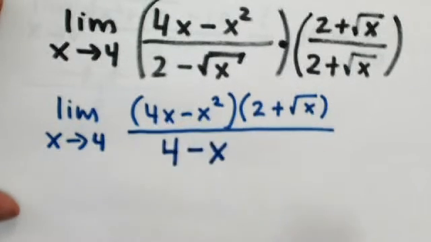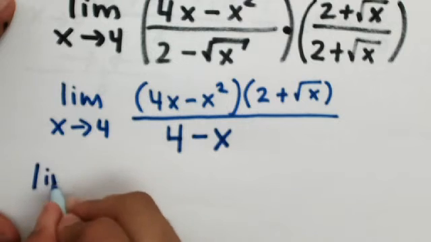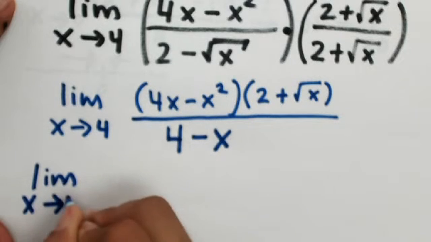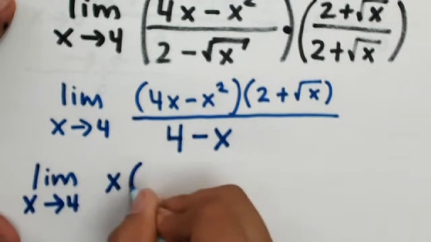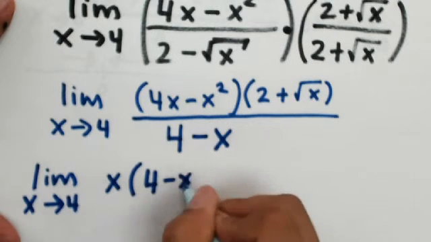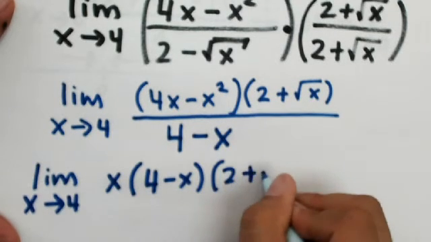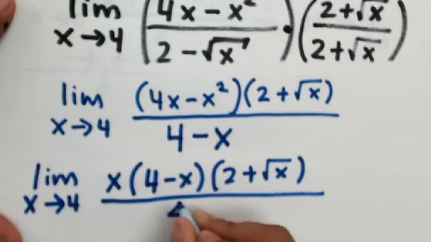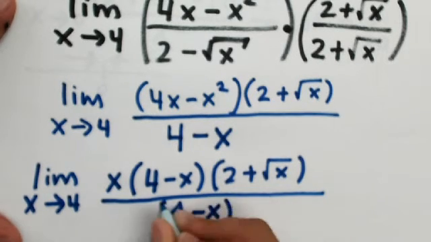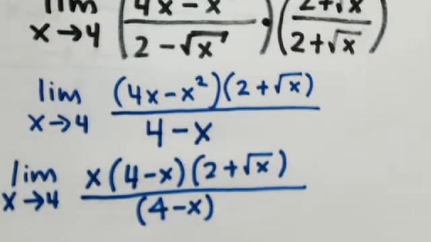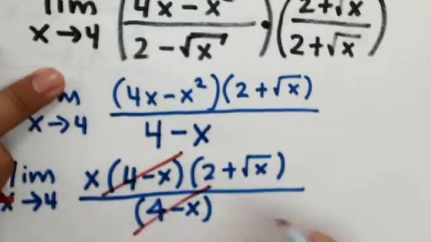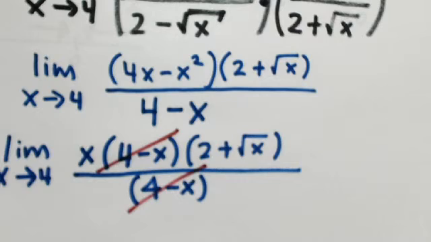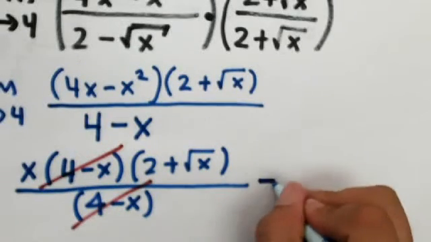Can I do anything else here? Yes, and we're left with 4 minus x times 2 plus square root of x. You see the little culprit there in the middle? It's trying to hide from you. We got you, Buster. You're out of there. Now, we plug them in.